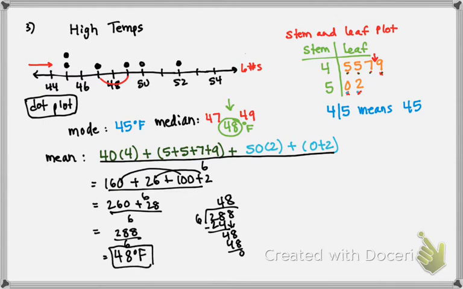So notice here, again, the 3 numbers were pretty close, and that's because there wasn't a huge spread of the numbers.